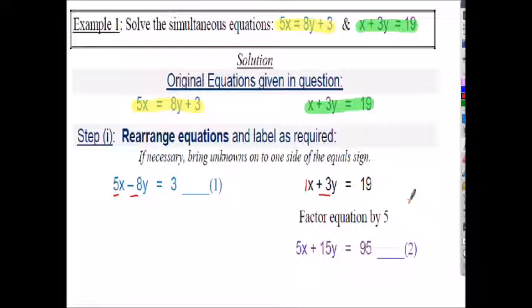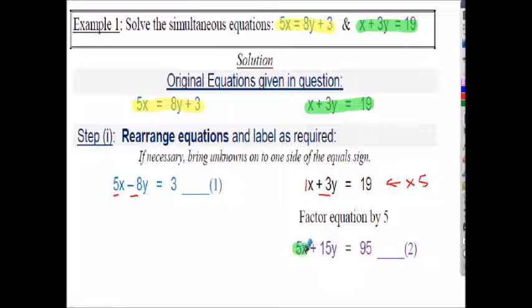So what I'm going to do is make the coefficients of either the x or the y the same. And the easiest thing I can see here is to multiply this equation here by 5. If I multiply that by 5, I will make the coefficient of the x term 5, and that's the same as in the equation on the left hand side. So all I do now is multiply throughout the equation shown here by 5.